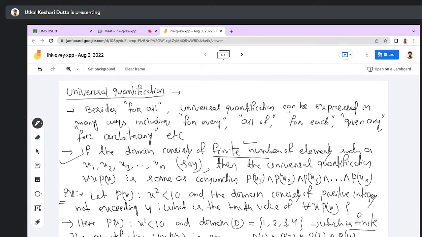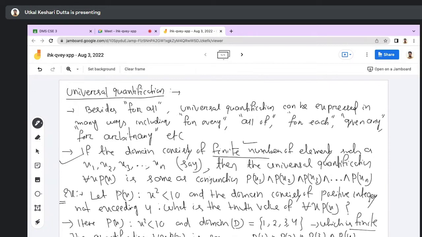It follows that the universal quantification for all x P of x, where P of x is x square less than 10, will be false. Okay, in the same example, if the domain contains 1, 2, 3, then what will be the truth value of the universal quantification? Sir, true. It will be true.